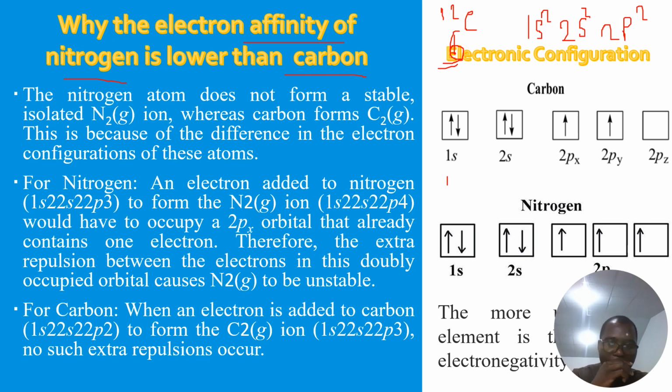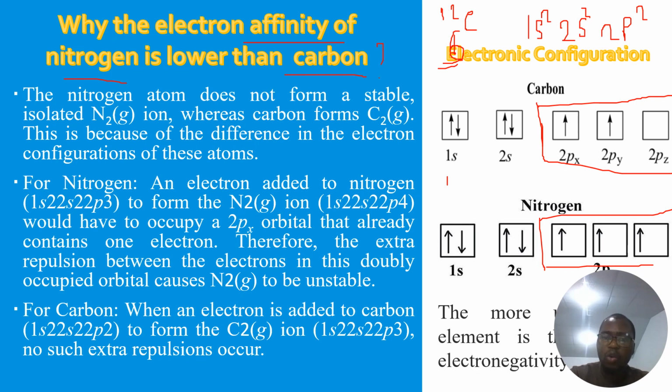So let's now examine this electronic configuration and give an answer to this one. Why is nitrogen's electron affinity lower than carbon's? Electron affinity is the energy that is released when an electron is added. So we are supposed to add an electron in this orbital, also here in this orbital. That's where we are adding an electron.